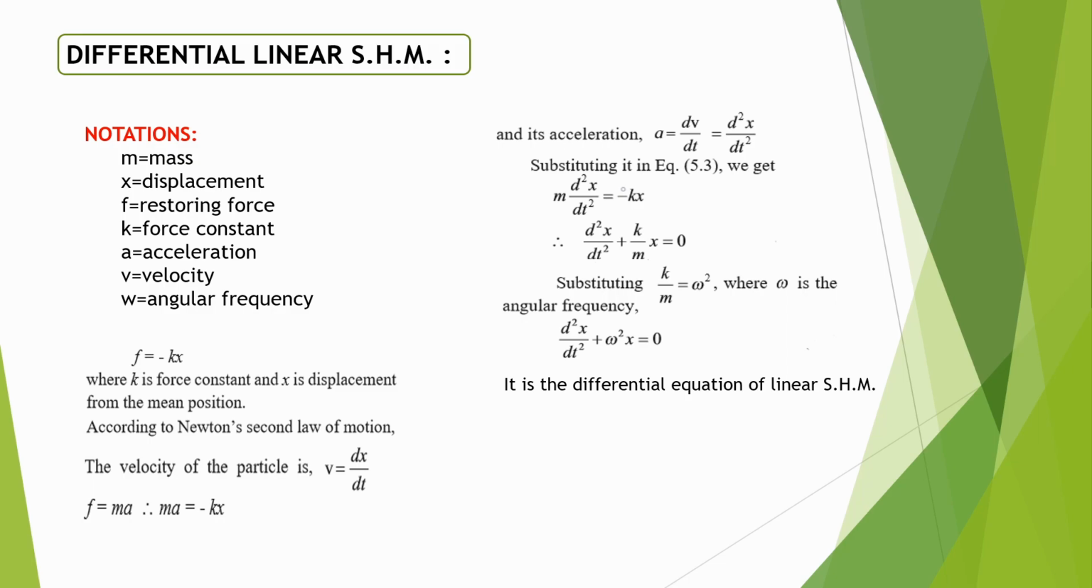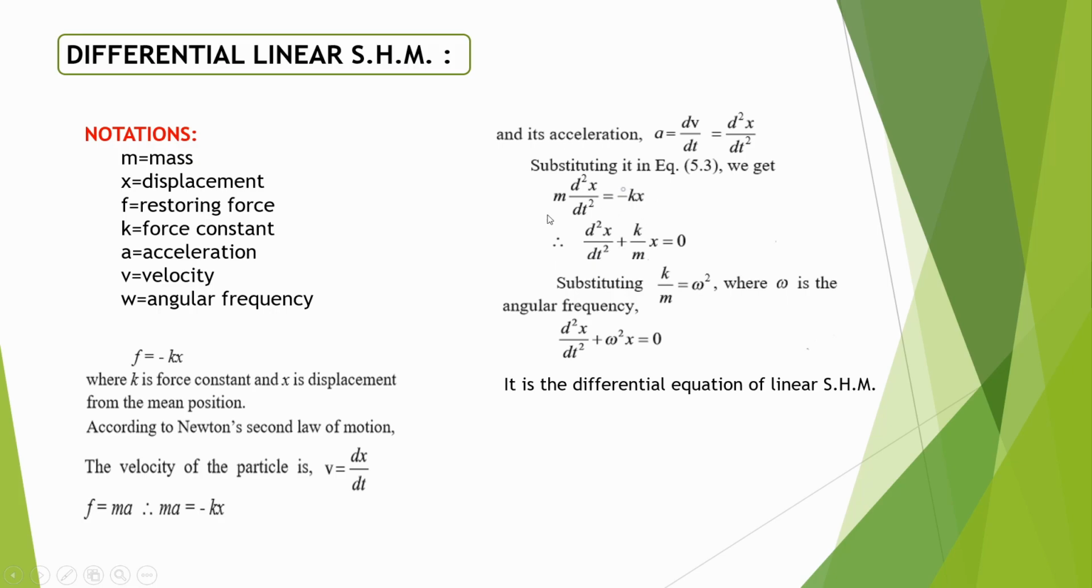Now the velocity of the particle is dx upon dt, and acceleration is equal to dv by dt, so that is d square x by dt square. Substituting that in this equation, we get m into d square x by dt square equal to minus kx. So d square x by dt square plus k by m into x equal to 0. That is called the differential equation of linear SHM.